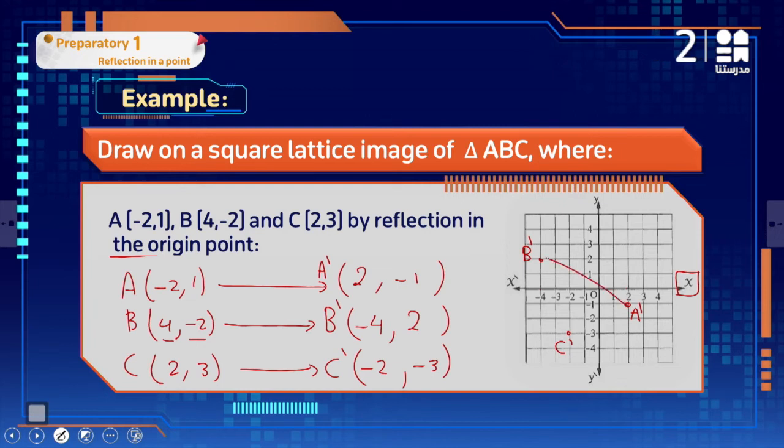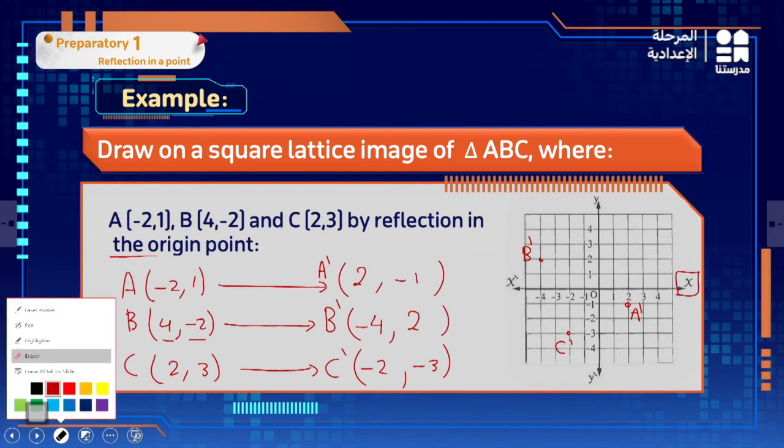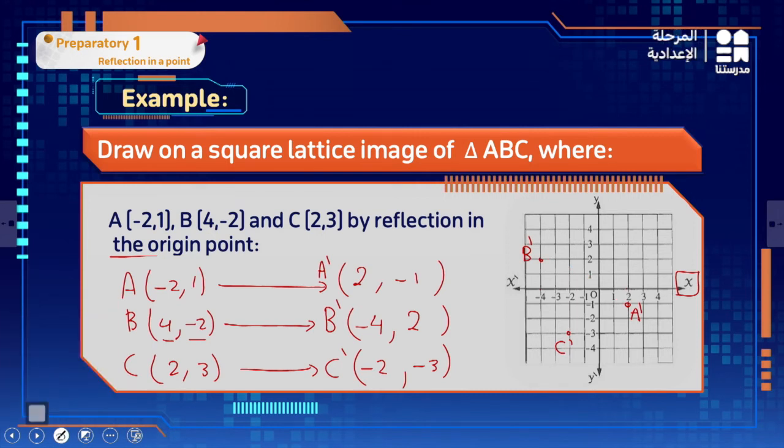Then match between the 3 points: A dash, B dash, and here A dash and C dash, then B dash and C dash. This is the image of the first triangle, which is ABC. Okay, so by reflection in the origin point, the origin point means (0, 0), change the sign of the x coordinate and the y coordinate.